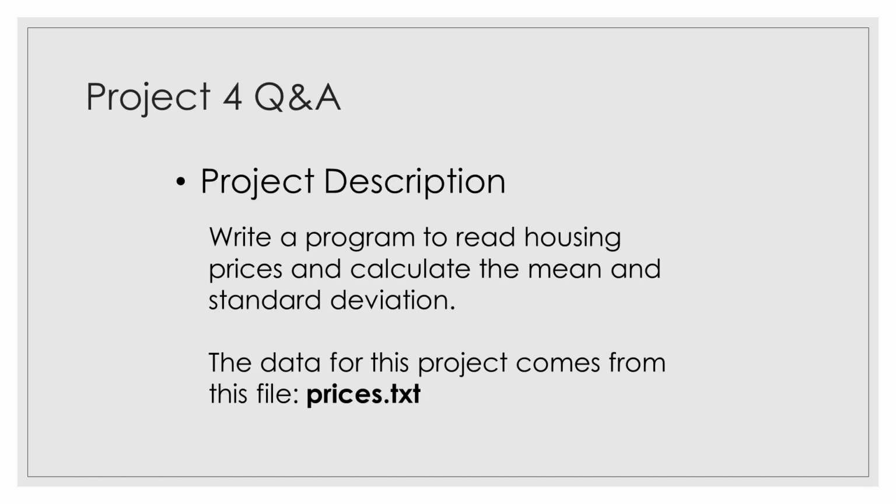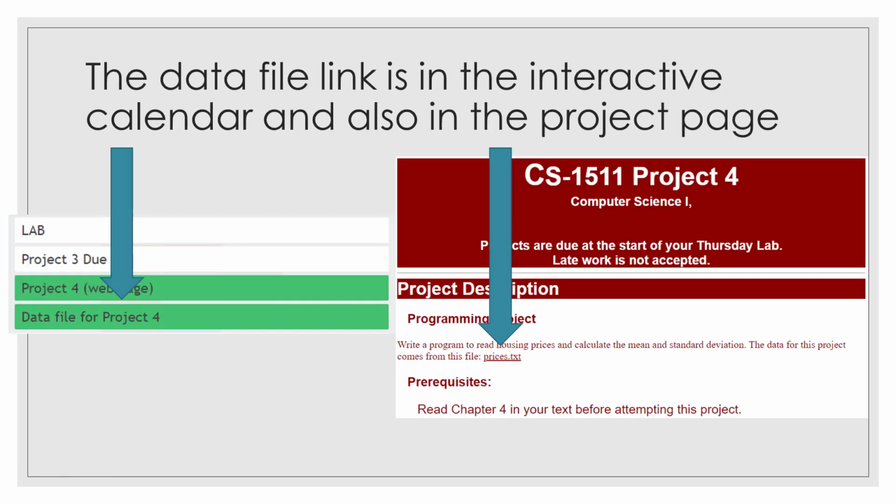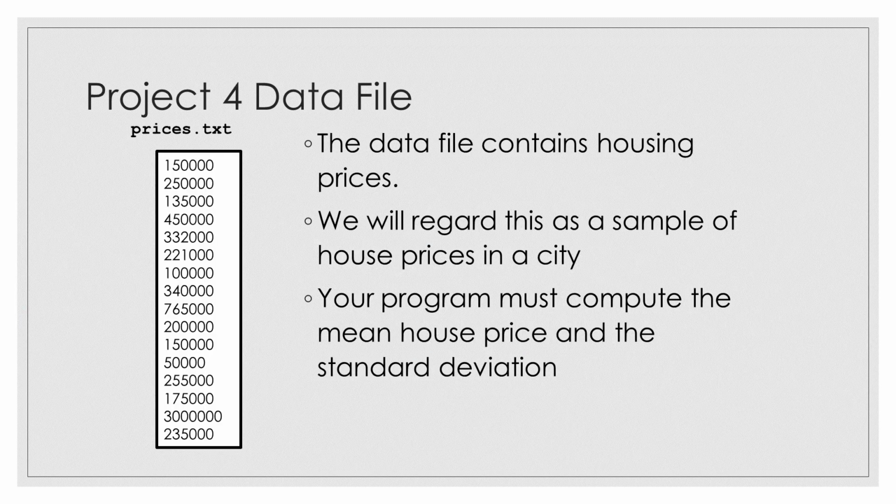For Project 4, the first thing we have to worry about is how to read from the data file. The name of it is prices.txt. You can download the data file or look at it on the interactive calendar or on the syllabus. There are links for that. If you just drag through the file, copy, you can paste it into Nano, into its own file and go from there, or you can type it if you want.